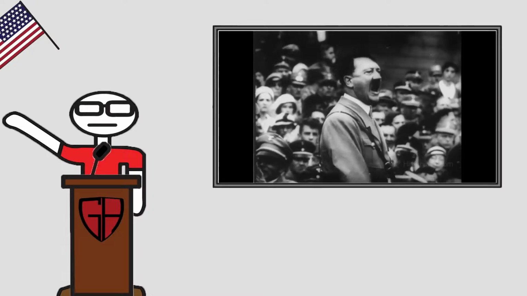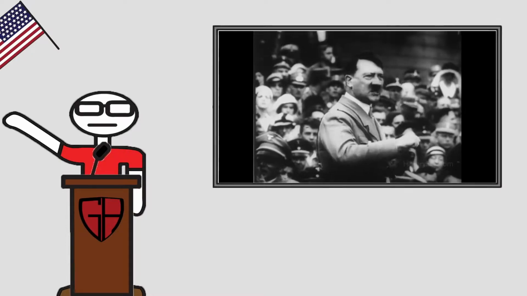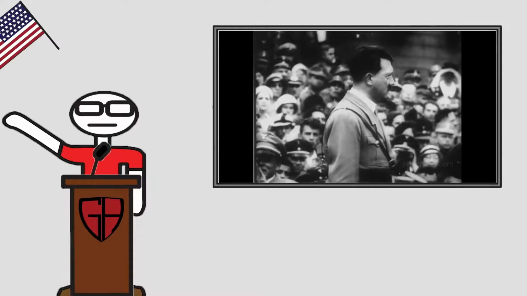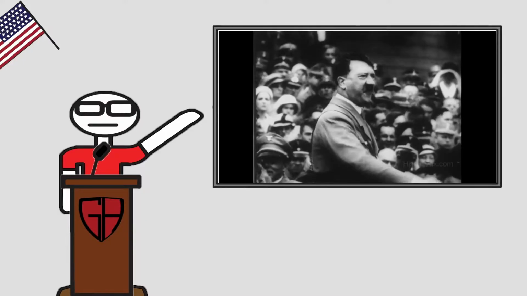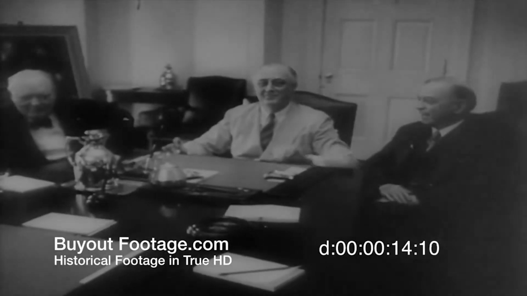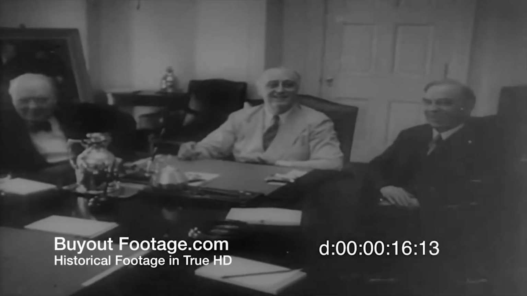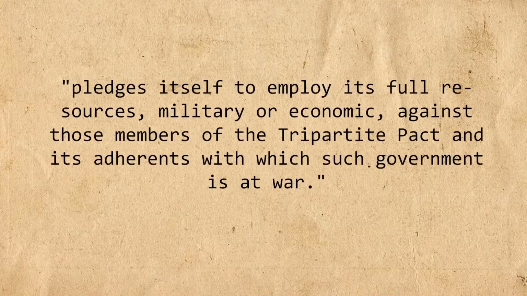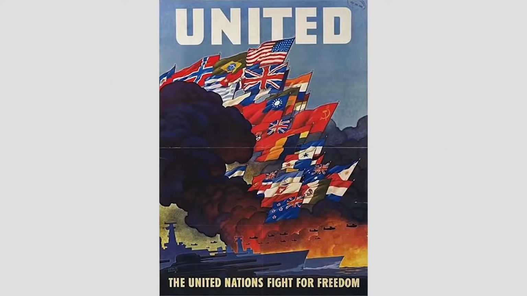Despite the League failing, the idea of an international body that strove for peace among nations was still desired by many countries, especially after World War II. The United Nations originated out of a declaration drafted by President Franklin Delano Roosevelt and Prime Minister Winston Churchill. The members of the United Nations were to pledge itself to employ its full resources, military or economic, against those members of the Tripartite Pact and its adherents, with which such government is at war. It began its life as a military alliance, and 26 nations signed this initial declaration.